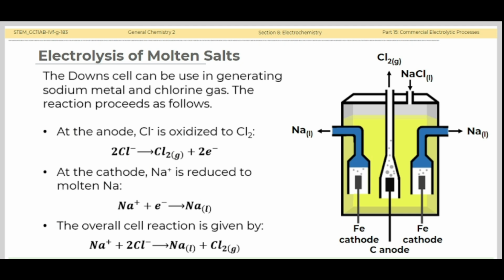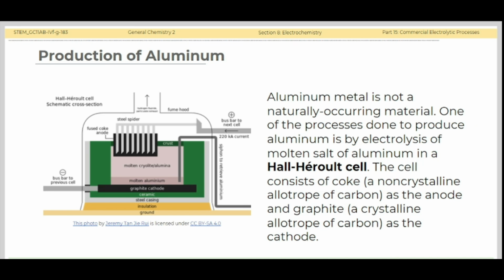At the anode, chloride ion is oxidized to chlorine gas. At the cathode, sodium ion is reduced to molten sodium metal. The overall cell reaction is given by 2 moles sodium ion plus 2 moles chloride ion, producing 2 moles liquid sodium metal plus 1 mole chlorine gas.